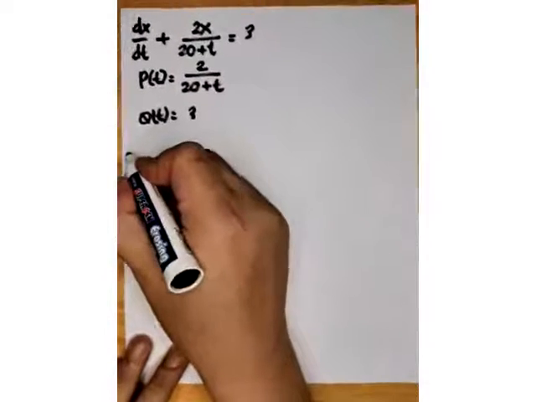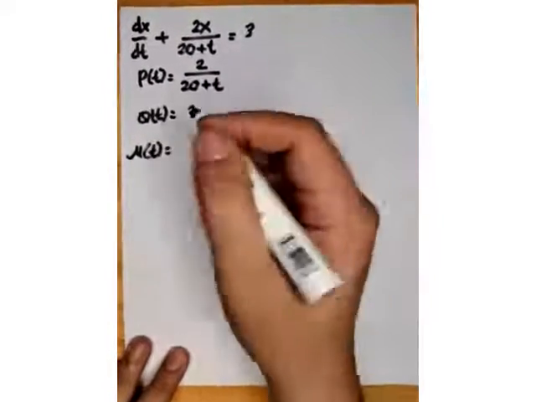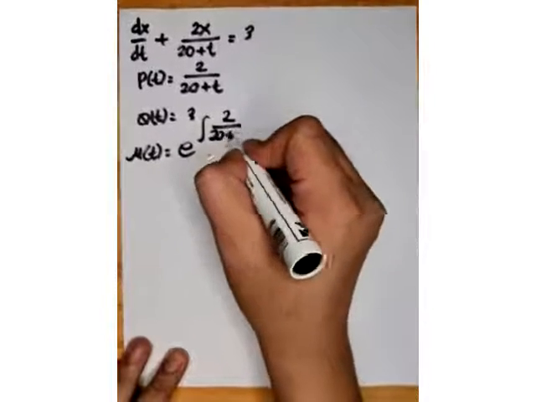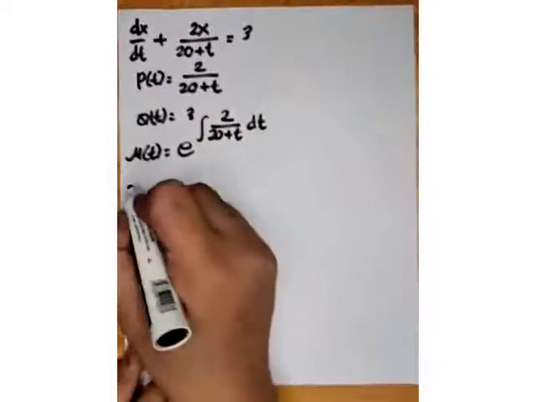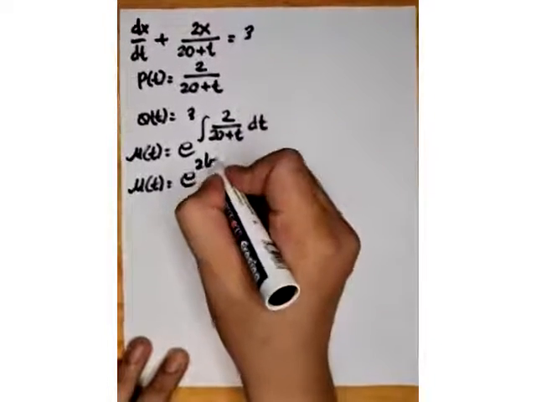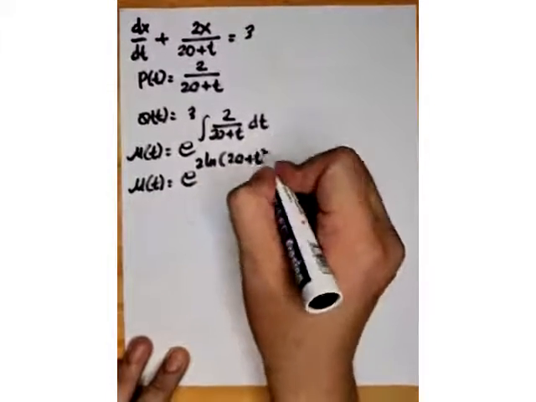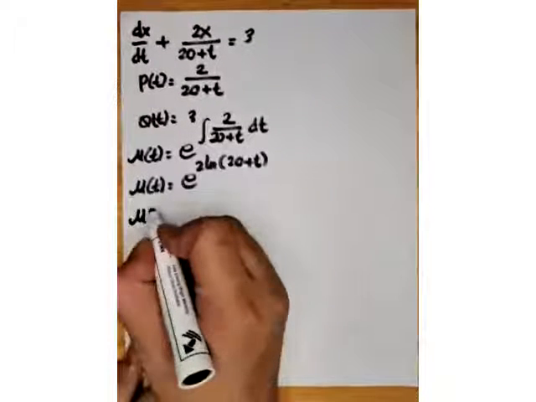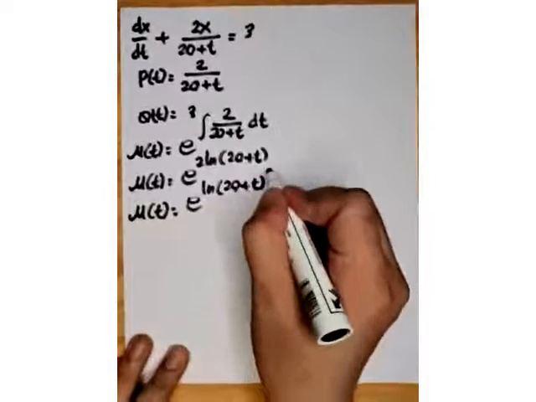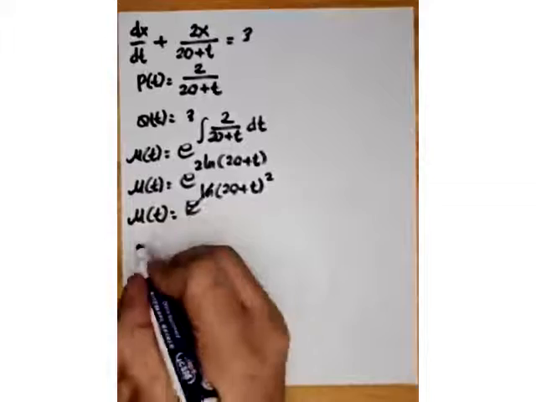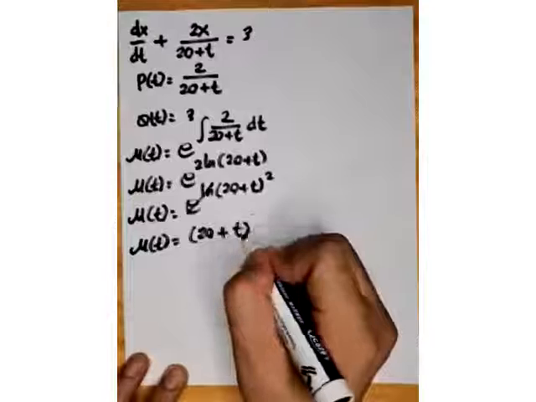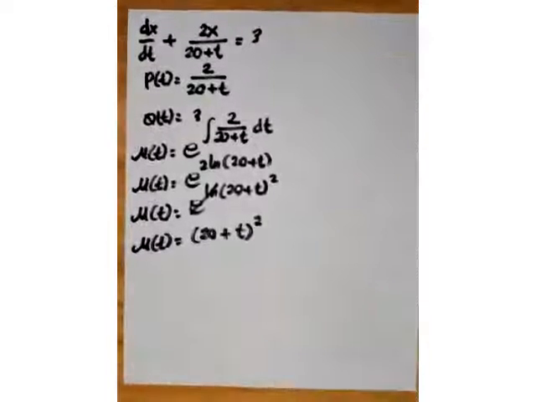So, let's find the integrating factor. So, mu of t is equal to e raised to the integral of 2 over 20 plus t dt. Ayan. So, yung mu of t natin ay equal siya sa e raised to 2 ln of 20 plus t. So, simplify natin. So, mu of t is equal to e raised to ln of 20 plus t squared. Cancel. So, mu of t natin ay equal siya sa 20 plus t raised to 2.